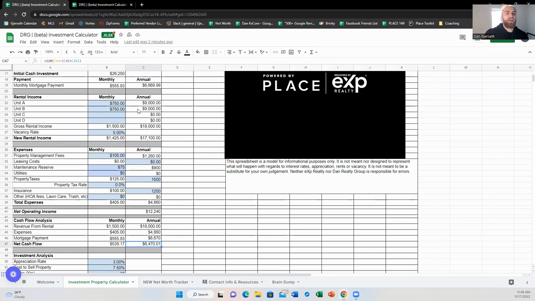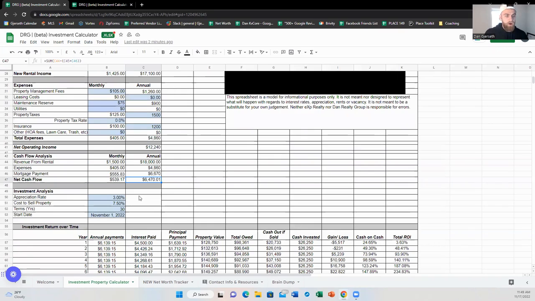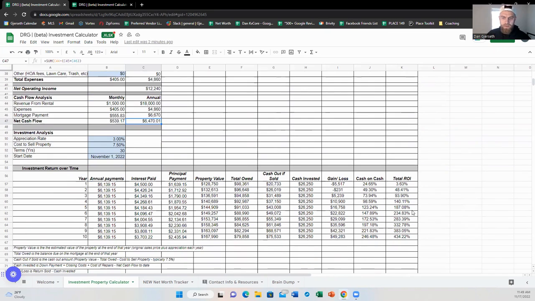So in this situation, we already calculated our annual gross rental income is $18,000. After we're taking out all the expenses, which is $4,860, and our mortgage payment for the year, we are actually walking away with $6,470. So now we can figure out down here what our actual ROI is. And let's see here. So year one ROI. Our cash on cash return in year one is actually 24%. And that's a really, really, really strong number.